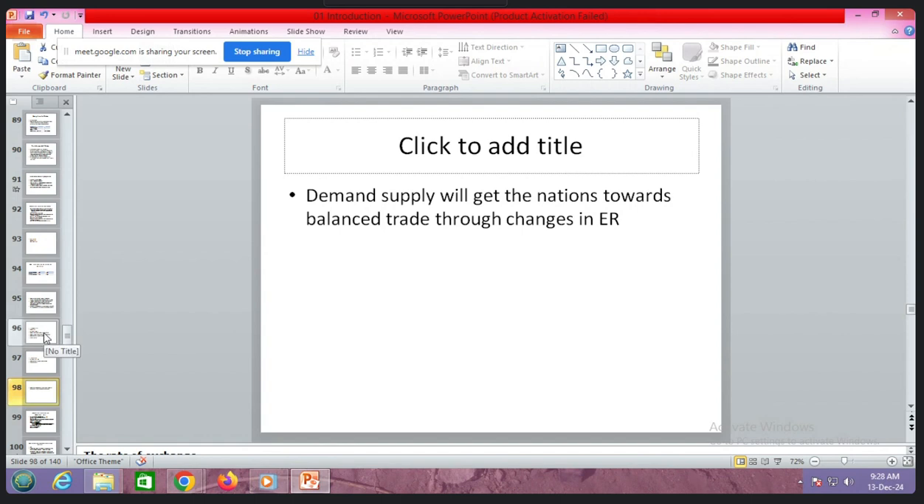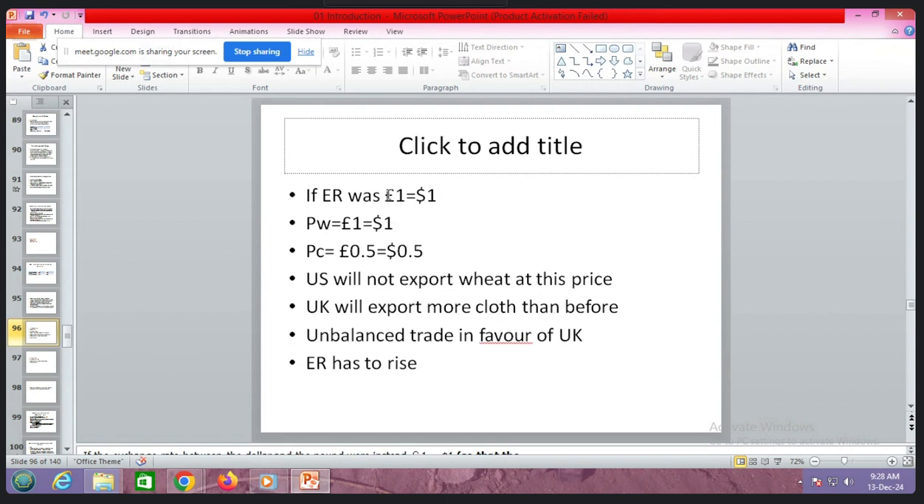So if you can see here, if the exchange rate is 1 pound equal to $1, it means that the productivity 1 by 6 you are saying, na?